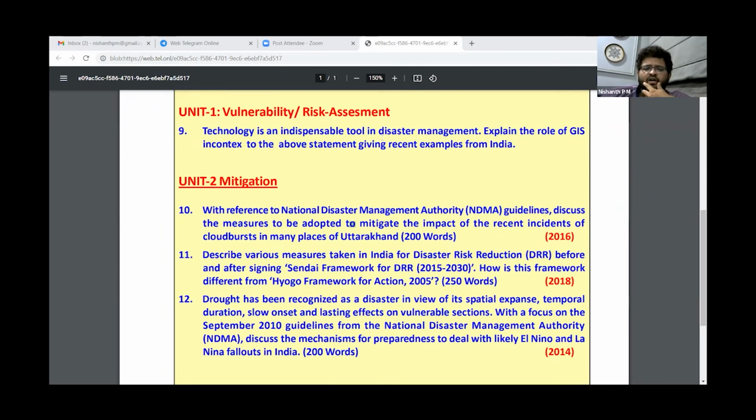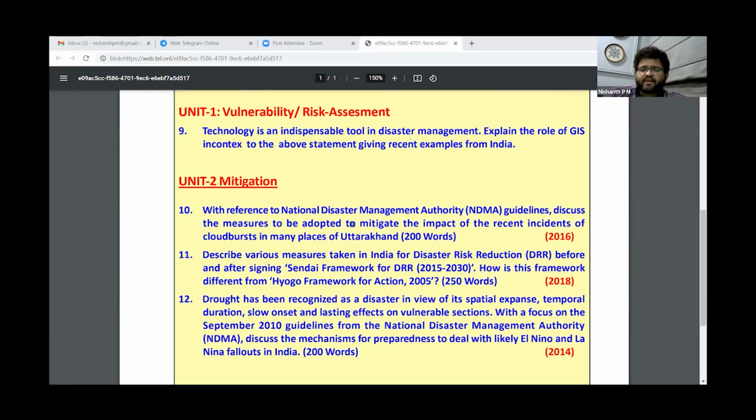And also, El Nino and La Nina. So that will be the last part. No? So we are still in the second part. We are talking about the guidelines with regard to the NDMA. Discuss the mechanisms for preparedness to deal with likely El Nino and La Nina. So that will be the next part. Okay. So the question is on 3 parts. So we'll write the preparedness for El Nino and La Nina in the last part. So those are the guidelines which are given by the 2010 NDMA Act.